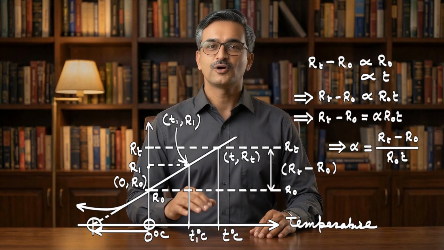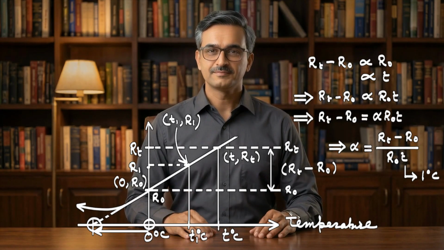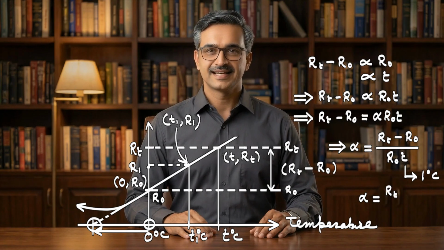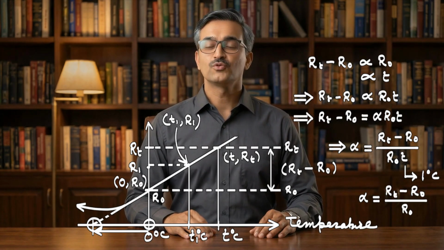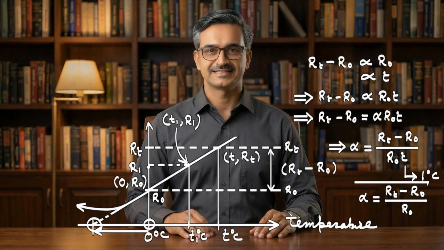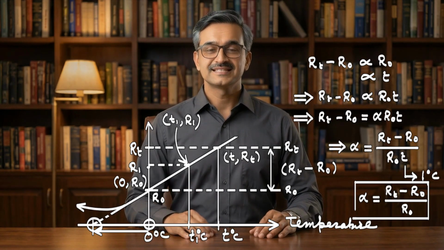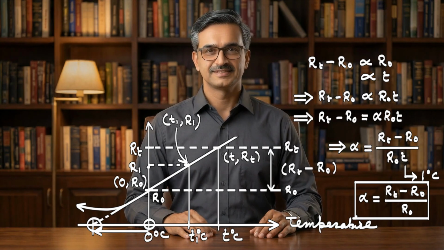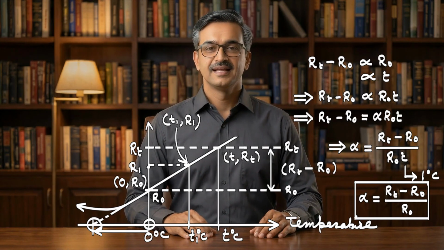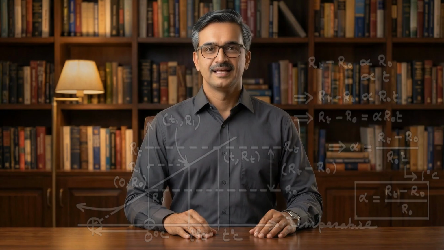Now let us understand the meaning of alpha. Suppose we take T equals 1 degree centigrade. Then the equation becomes alpha equals RT minus R0 divided by R0. So what does it mean? In simple words, if the temperature increases from 0 degree to 1 degree centigrade, the increase in resistance divided by the initial resistance gives us the value of alpha. So alpha tells us how much the resistance changes per degree rise in temperature from 0 relative to its initial value. Here we have taken the temperature coefficient of resistance with respect to 0 degree centigrade. In the same way, it can also be defined at other temperature ranges.